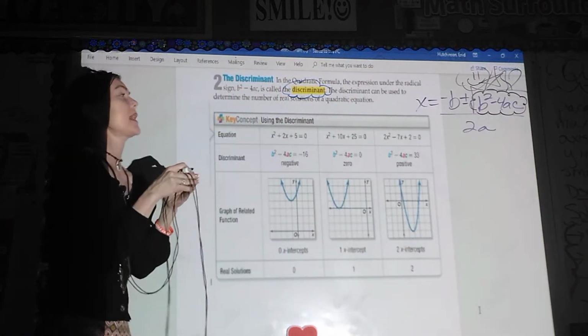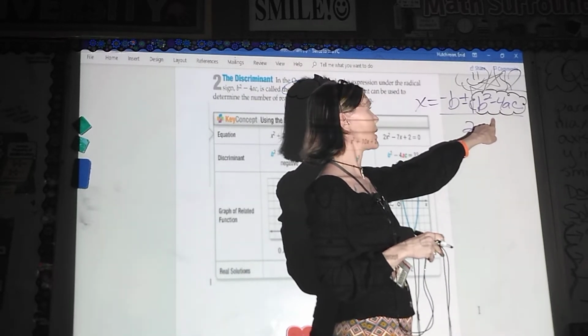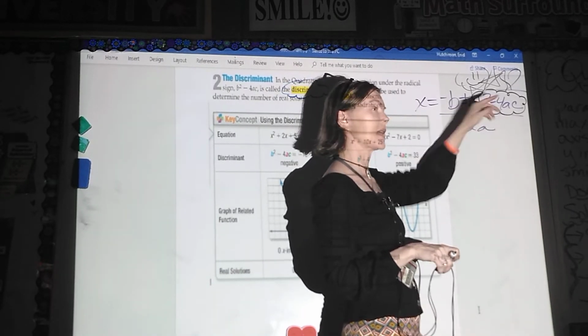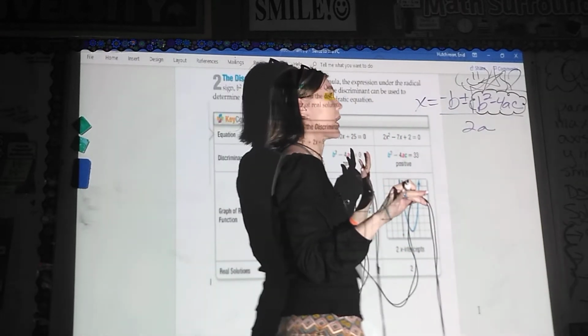Okay, so what is the discriminant? The discriminant is exactly this, the b squared minus 4ac. And today's lesson, we need to know how to decipher between the two situations.